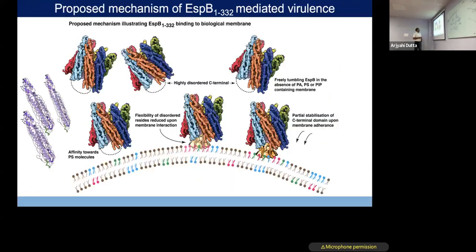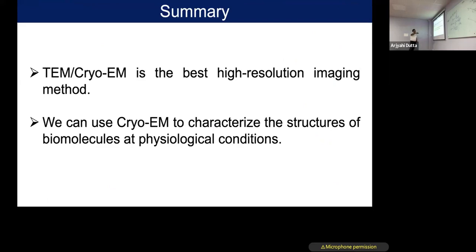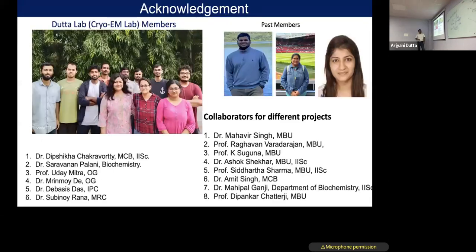A couple of things I want to tell you. The take-home message should not be from my own project. The message is that I believe the electron microscope is the only high resolution method available so far. There are many other microscopes, but I do this and I really love it. Also, you can use it for structural characterization in physiological conditions.